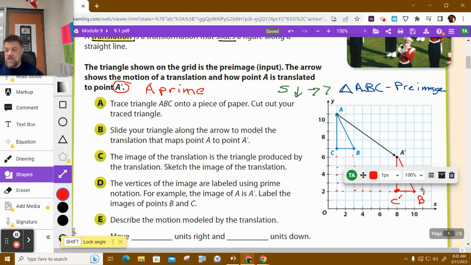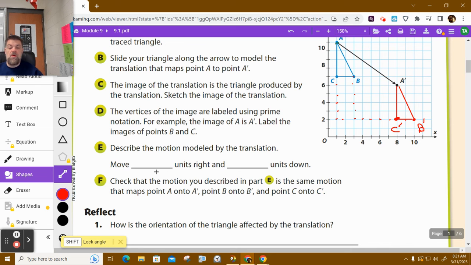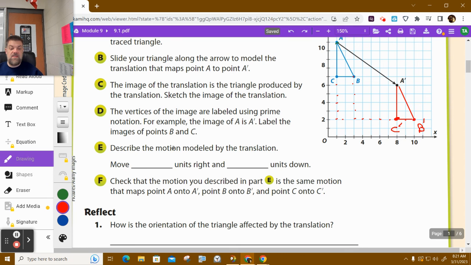And so notice that the triangle is the exact same size, the exact same shape as the original. I just glided it over. I just slid it over. And that's called a translation. So now, what did we do? Well, we moved 7 units to the right, and we moved 5 units down.